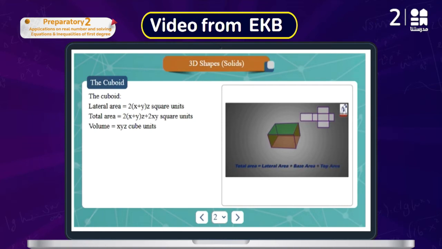To calculate the total area, it will be the lateral area plus the area of the base and the top of the cuboid. Also, the area of the base equals the area of the top equals x times y. So, the total area equals the lateral area plus 2 times xy. The volume of the cuboid is simple. We can calculate it by multiplying the base area of the cuboid by the height, so it equals x times y times z.